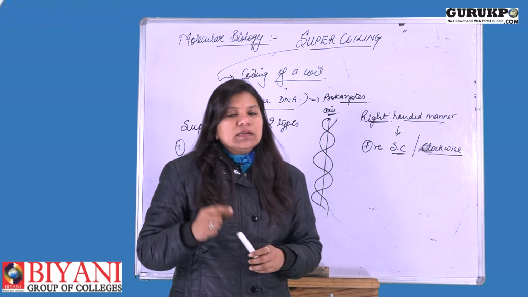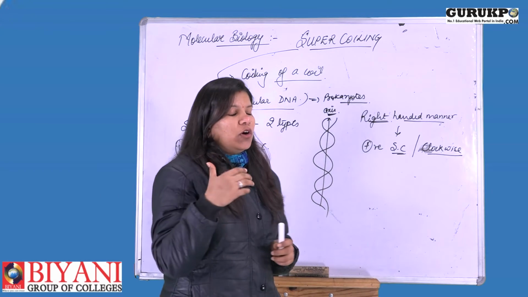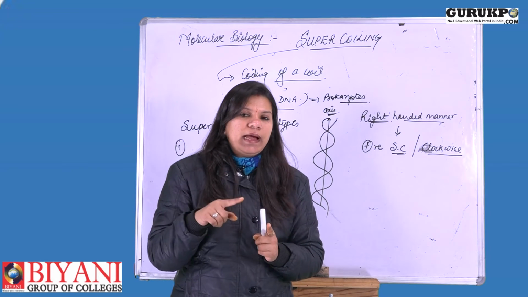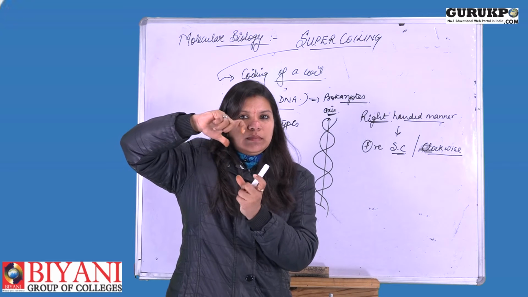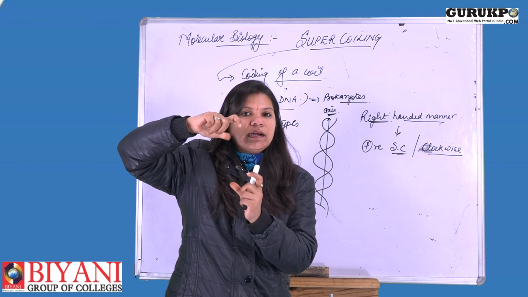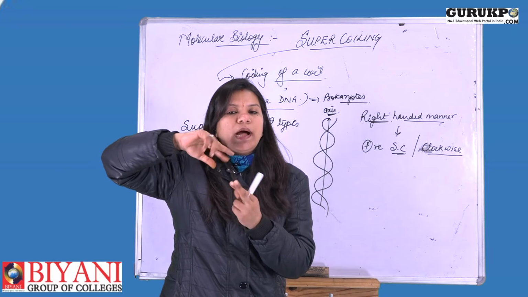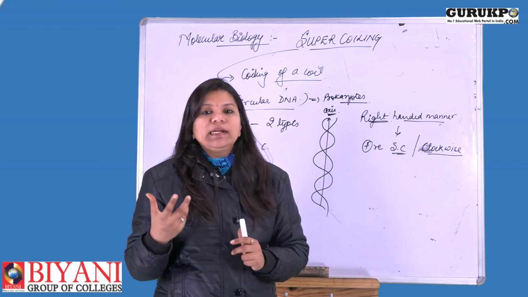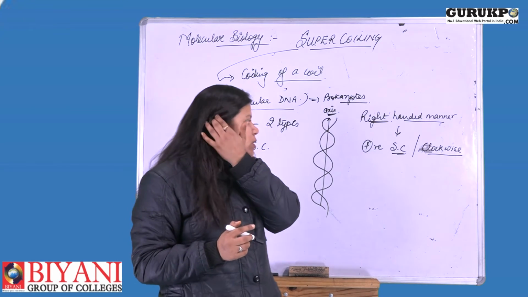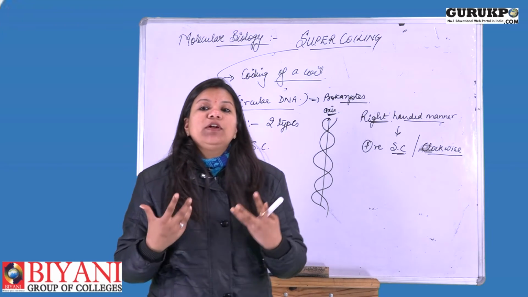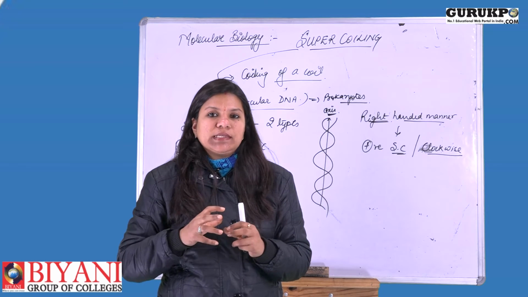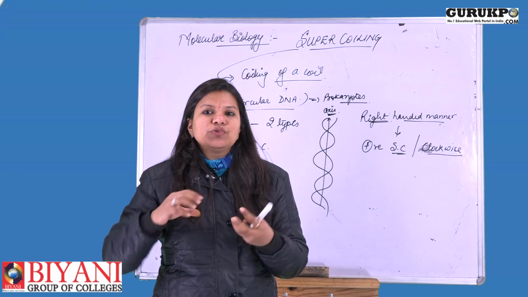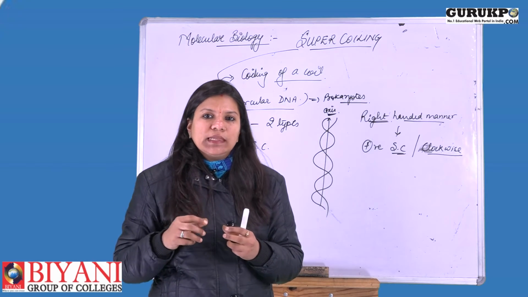Just imagine the structure of a circular rubber band. When you form a twist in that rubber band, it starts winding on itself and creates a number of twists and turns. These twists and turns are responsible for creating the torsional stress, the strain or stress which is present due to the coiling or supercoiling in the DNA structure.